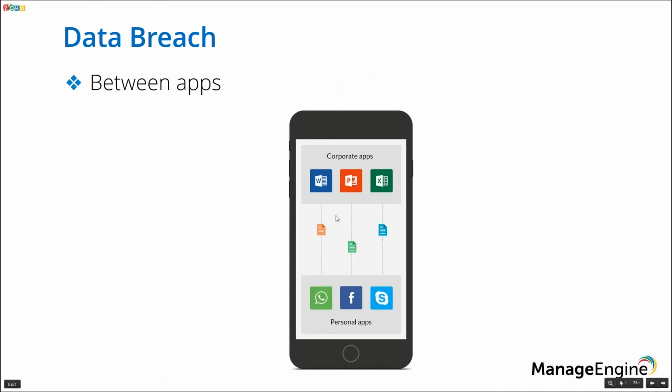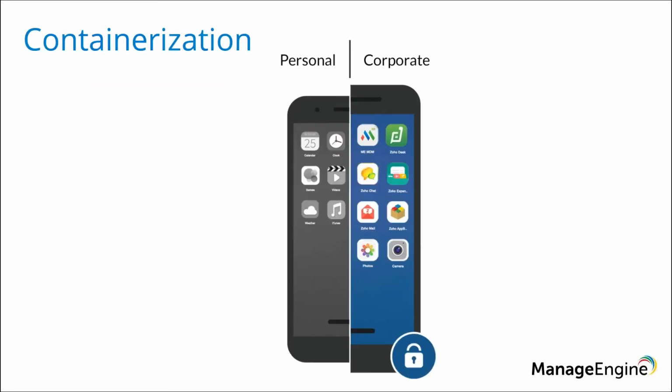And between the applications on the personal device itself. Say I want to restrict the email attachment from the corporate email app to the personal application, that should also be restricted. So that is what I'm going to show you now.